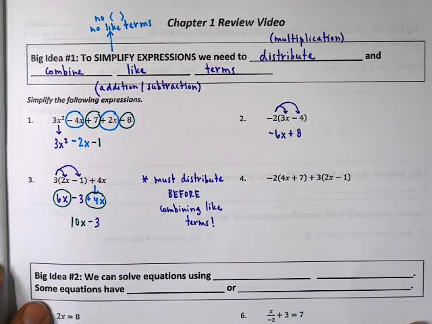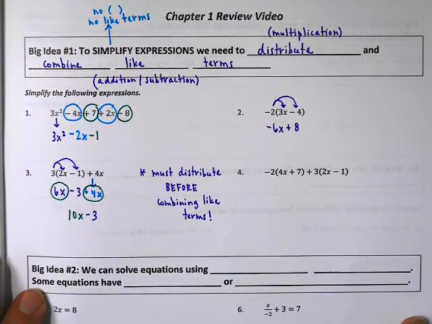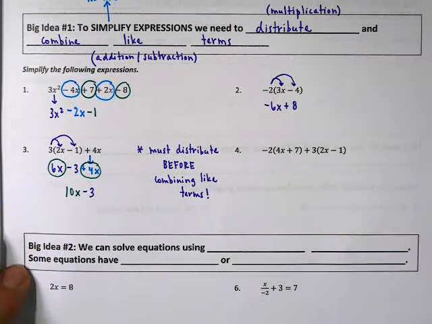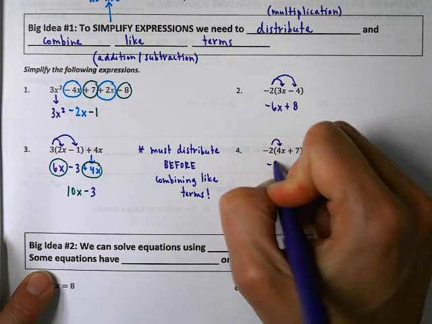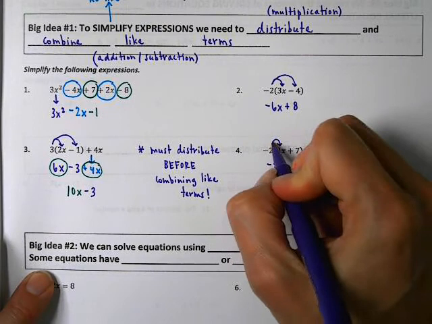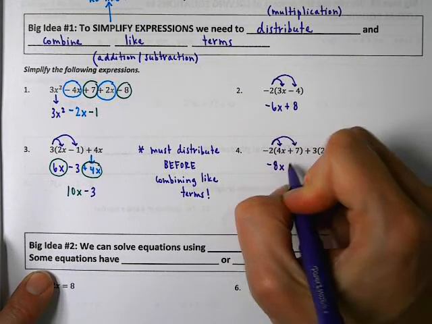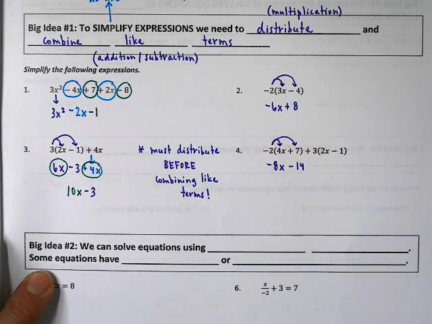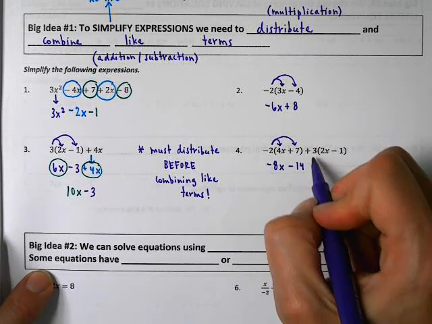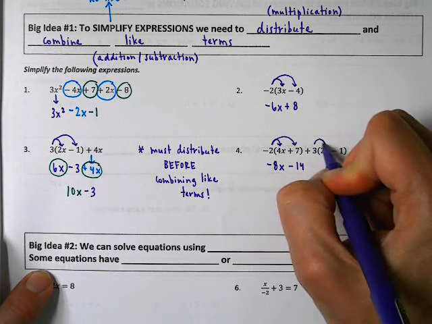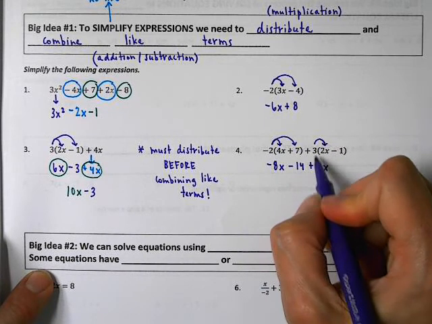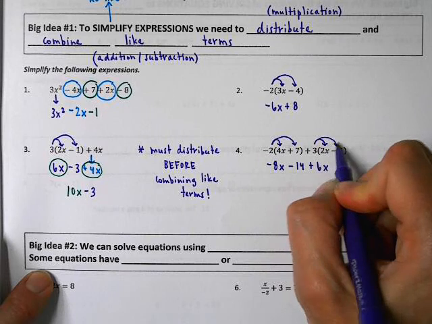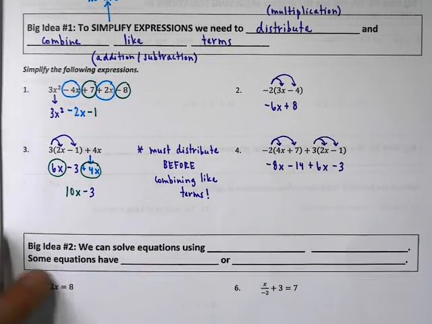All right, the next thing, we just have to be careful with number 4 here because we actually need to distribute twice. So I'm going to go ahead and do that. Negative 2 times a positive 4 is a negative 8x. Negative 2 times a positive 7 is a negative 14. Now I'm distributing a positive 3, so a positive 3 times a positive 2 gives me a positive 6x, and a positive 3 times a negative 1 gives me a negative 3.